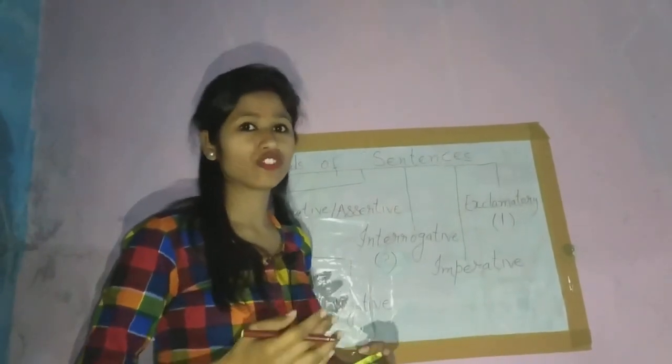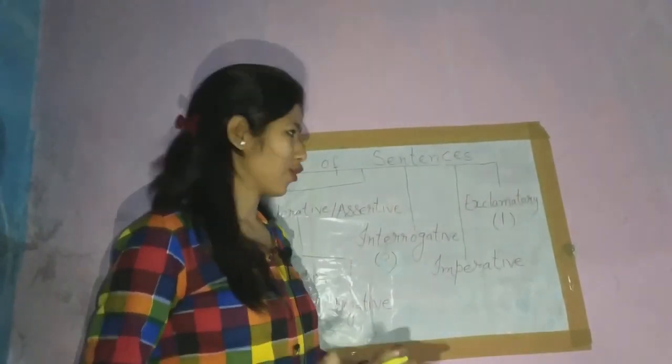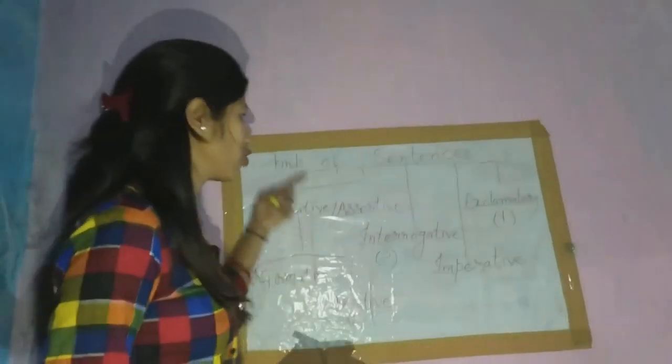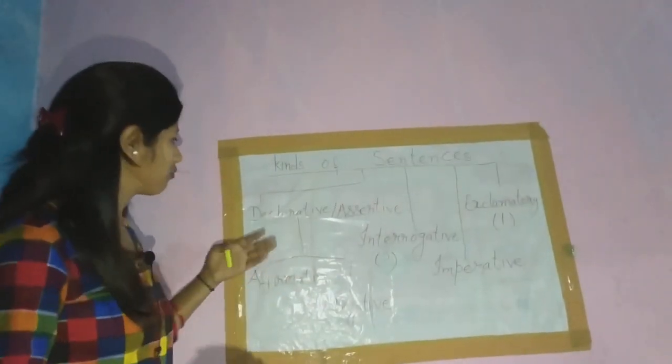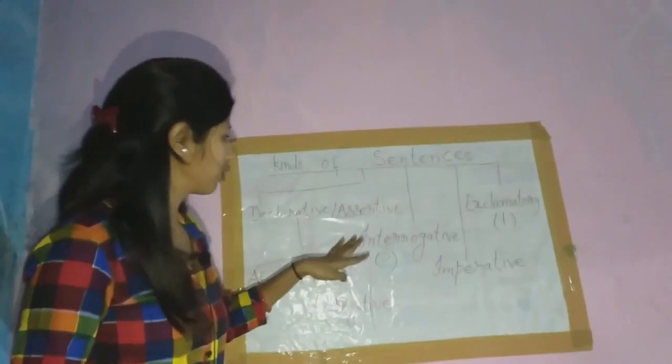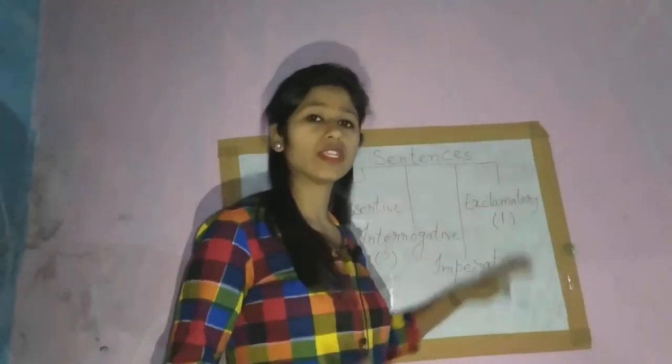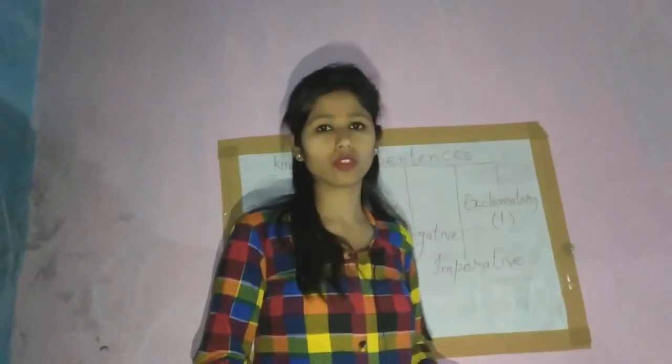Here, there is an expression of winning. I hope you have understood all of these. I would suggest you make 5 sentences on each kind of sentence: 5 declarative, 5 interrogative, 5 imperative, and 5 exclamatory sentences in your notebook to understand it better.